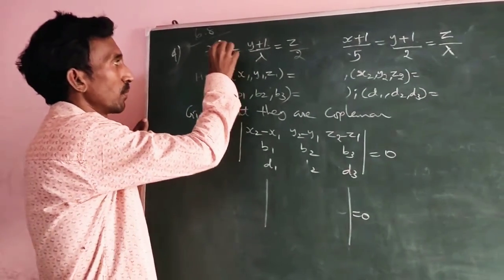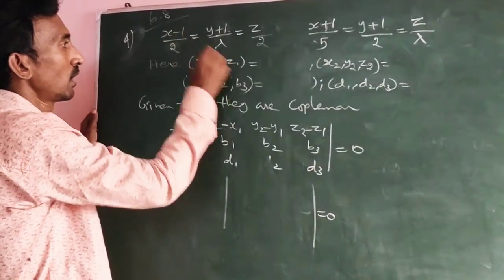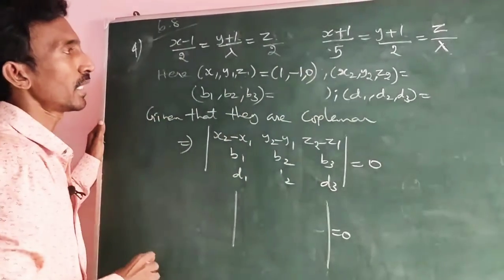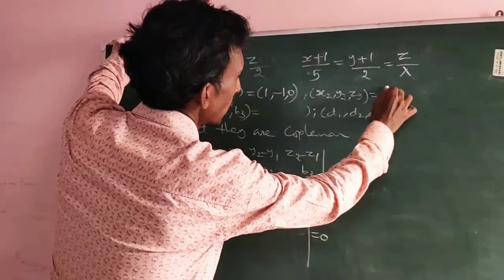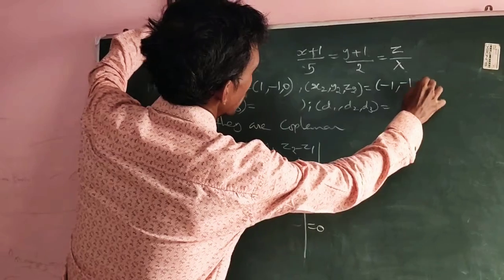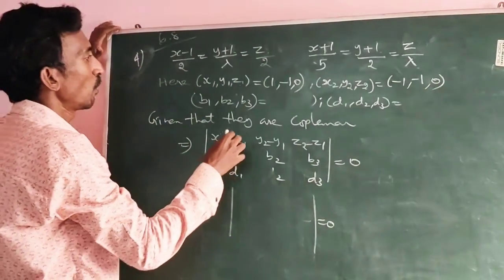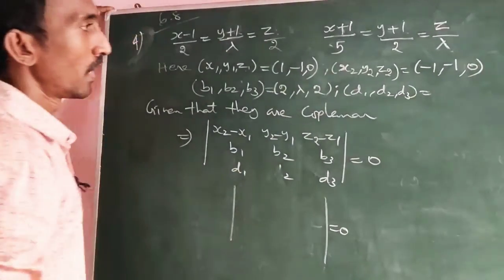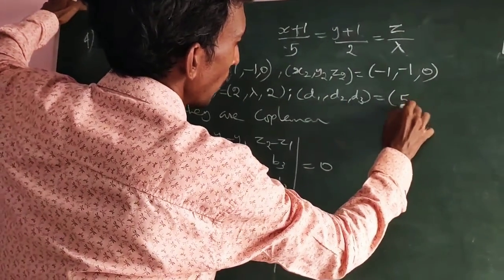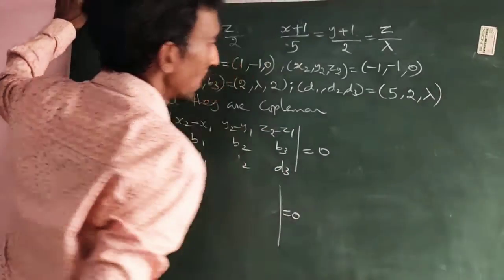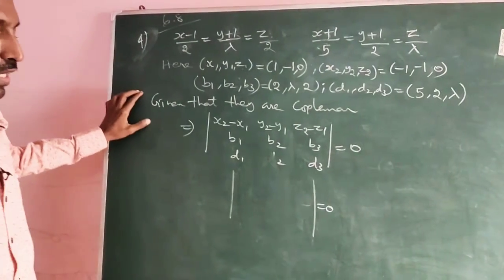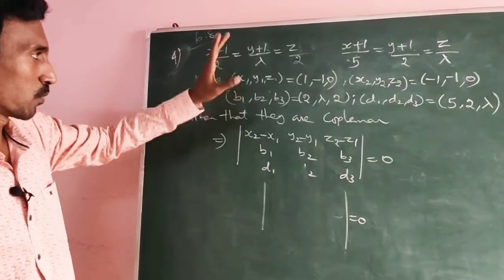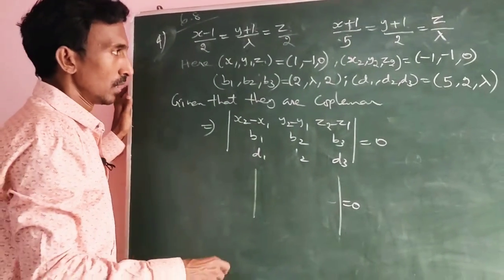So obviously just compare these two with the general equation. We are getting from the numerator x1, y1, z1: 1 comma minus 1 comma 0. And similarly x2, y2, z2: minus 1 comma minus 1 comma 0. So b1, b2, b3: 2 comma lambda comma 2. d1, d2, d3: 5 comma 2 comma lambda. Obviously we know the condition of coplanarity. So remember the formula, just put the values.